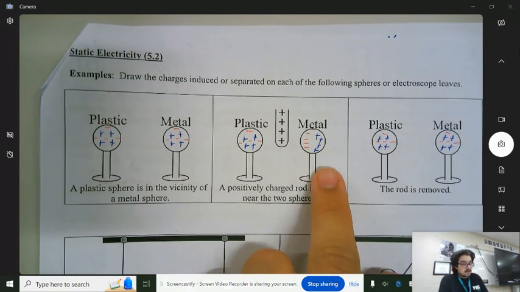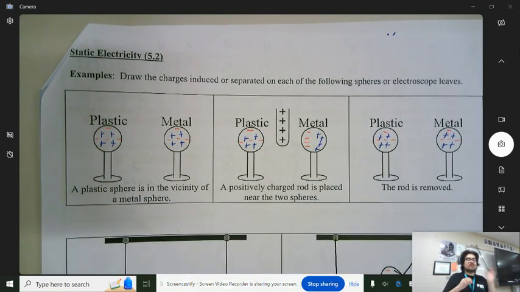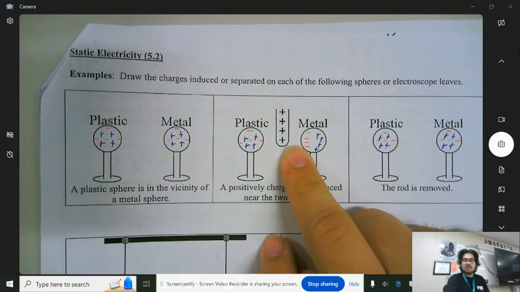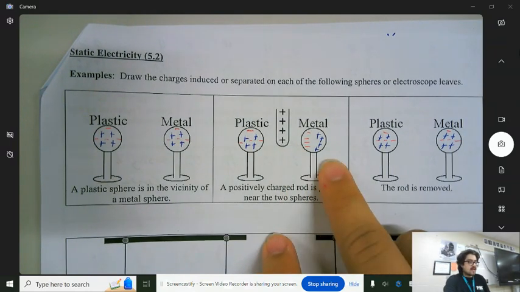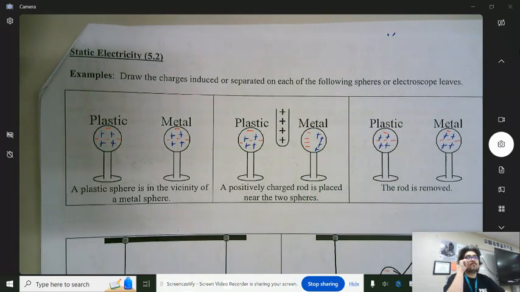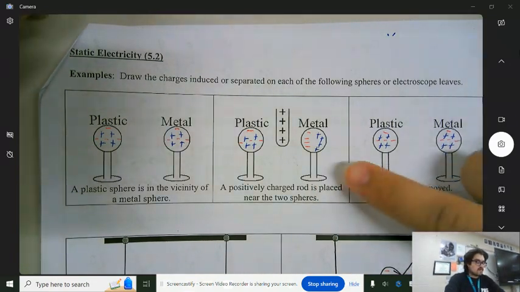then what you're going to notice is on the metal sphere, all the negative charges are going to want to be near those positive charges, so they're going to go over there with them, okay? And then the positive charges are going to want to go to the other side of the sphere because they don't want to be near the like charges, right? So they're going to go to the other side.